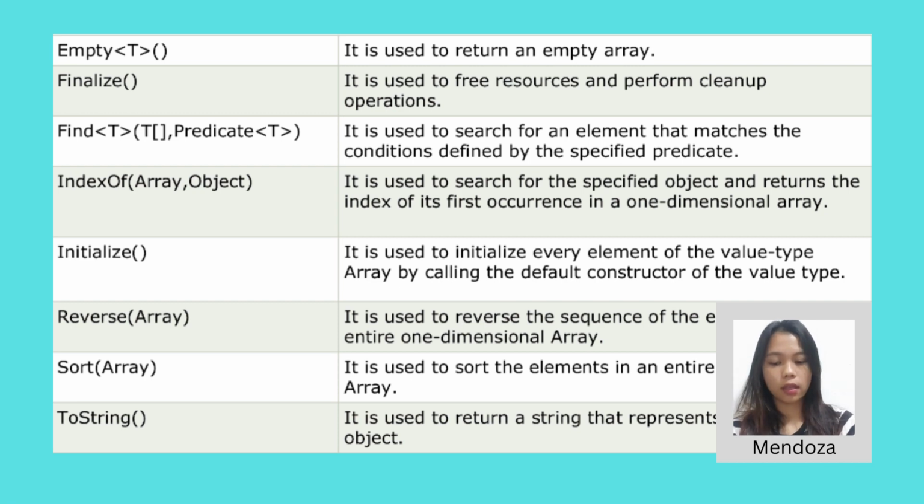IndexOf array. The indexOf method returns the first index at which a given element can be found in the array, or -1 if it is not present.